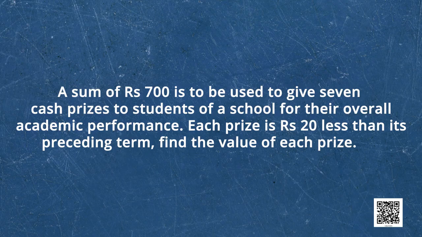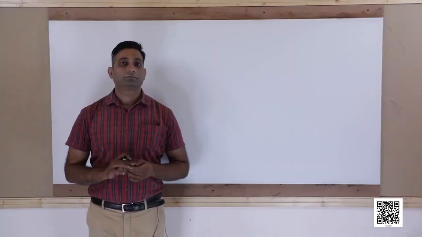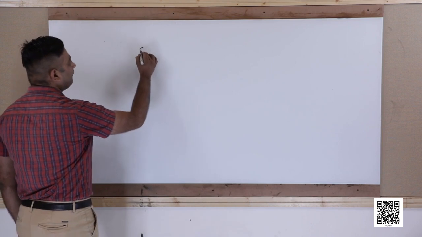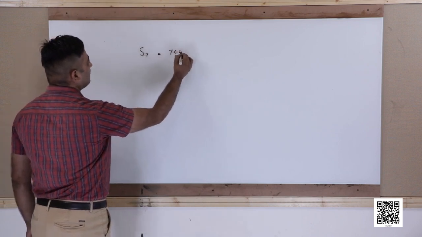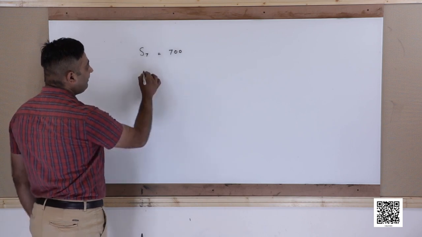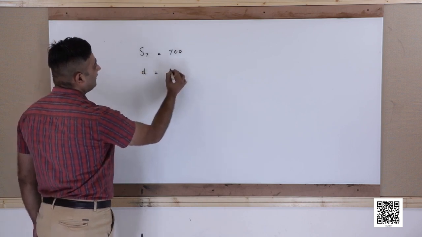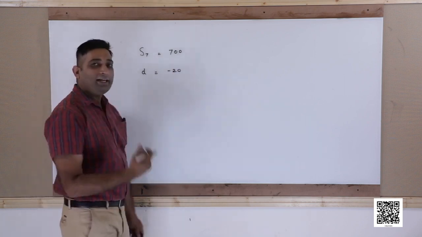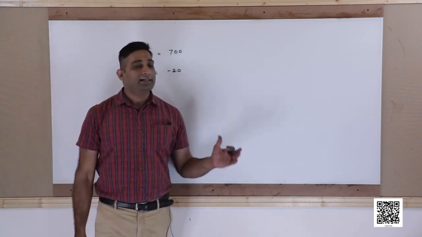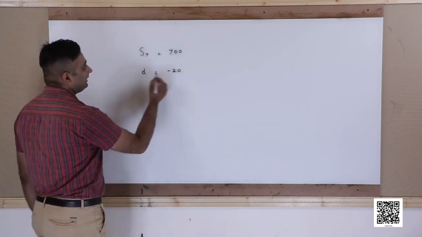A sum of rupees 700 is to be used to give 7 cash prizes to students of a school for their overall academic performance. If each prize is rupees 20 less than its preceding prize, find the value of each of the prizes. Dear students, we are given that the sum of 7 cash prizes is rupees 700 and the common difference of this AP will be minus 20, as each cash prize is 20 less than its preceding prize. That means d is minus 20.